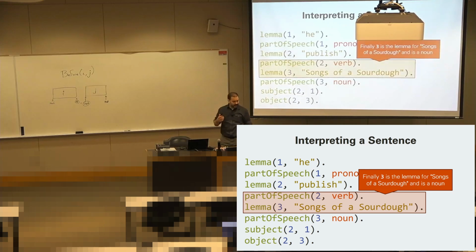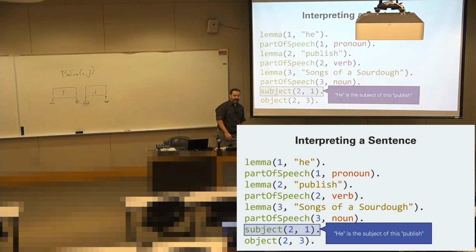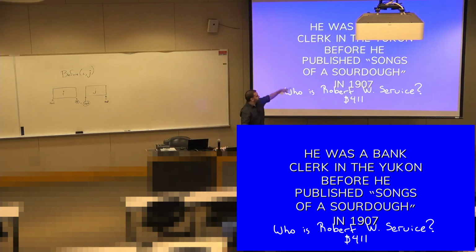And then there was another part of speech, specifically on Songs of the Sourdough, which is also a noun. And then you notice, if we were to break down the structure of "he published Songs of the Sourdough," right? The rest of that sentence is almost superfluous. Almost. "Before" is probably important there as well. But it's all this stuff because we've got to make sure we're reading in English and it's right.